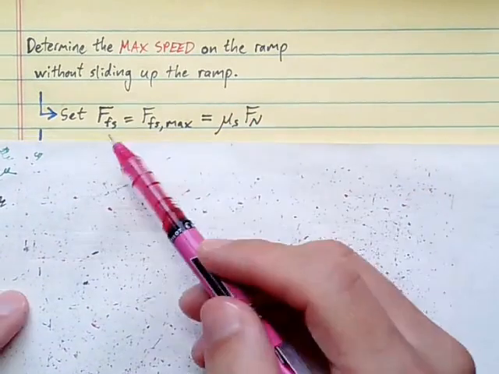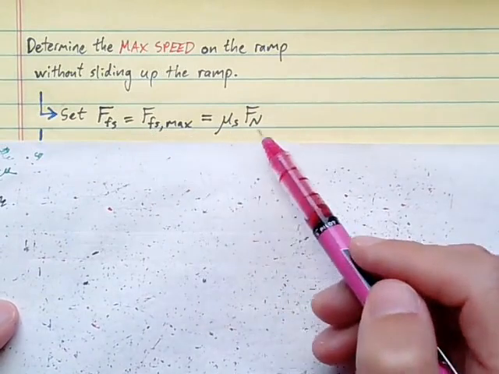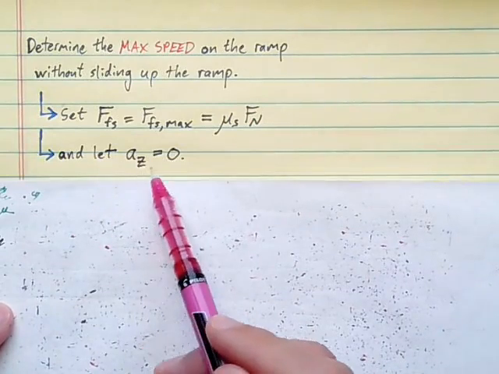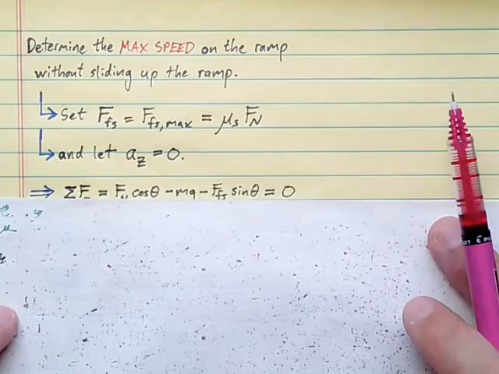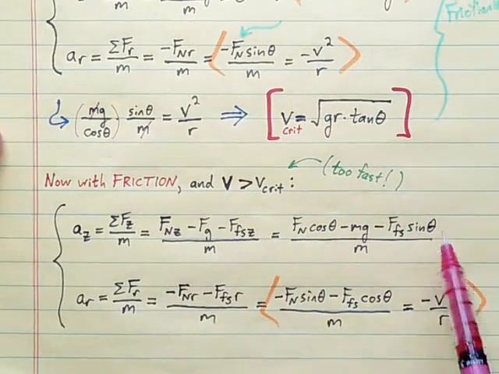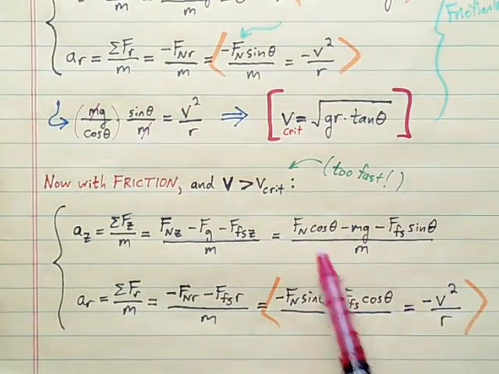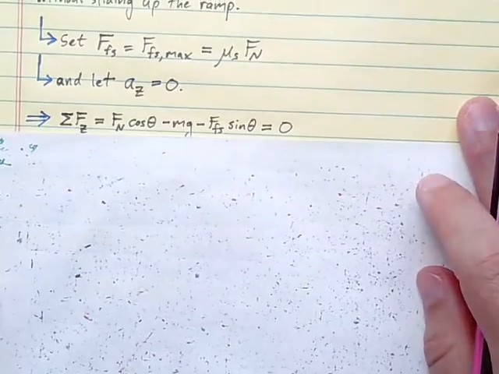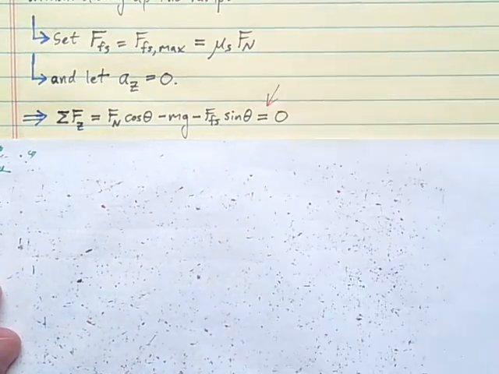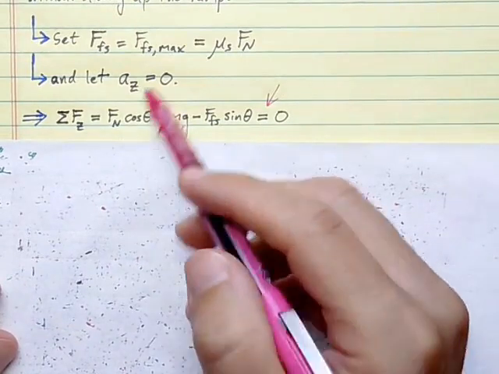So let's make static friction work as hard as possible. We'll set static friction equal to its maximum value, which is mu_s times our normal force. And if we don't want to slip, we're going to set our vertical acceleration equal to 0. Let a_z equal 0. So that means we're setting a_z equal to 0 here. So this sum of forces will set equal to 0. That's what we start working with right here. Net force in the z direction equals 0. And what I'd like to do here is solve this for the normal force.